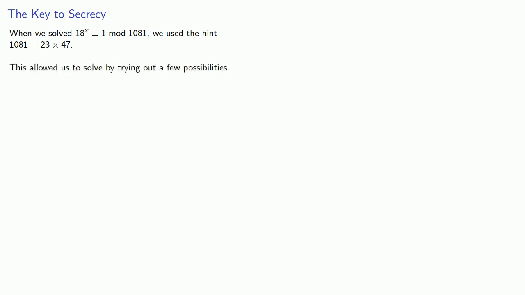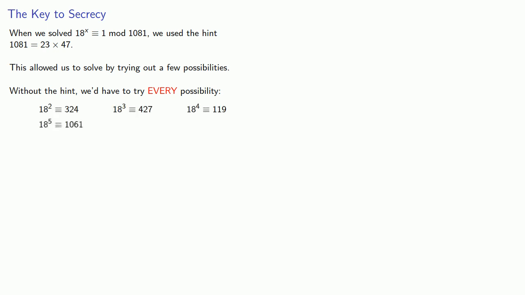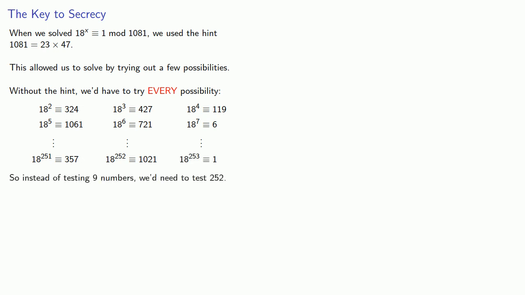And let's see why this is important. When we solve this congruence, we use the hint that 1081 was 23 times 47, and this allowed us to solve by trying out a few possibilities. Without the hint, we'd have to try out every possibility. We'd have to find 18 to the second, 18 to the third, 18 to the fourth, and so on, and eventually we'd get to our solution, 18 to the 253rd. And it's worth comparing these. Instead of testing 9 numbers, which is what we did when we had the hint, we'd need to test 252.